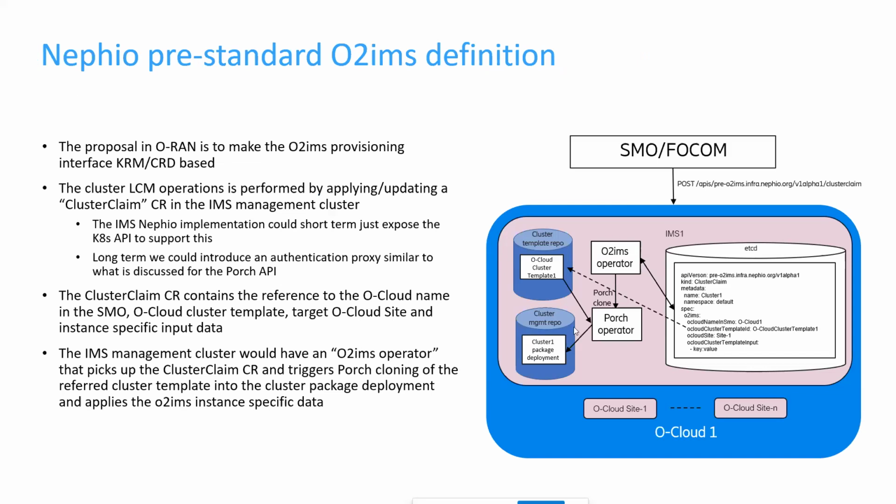Anything else? I want to make sure that we're okay with the processing here. We have an O2 IMS operator, we have a porch operator, and the process that he's showing in this diagram. Does anyone have any concerns or objection about that? You're right, I didn't look into that one. All right, I want to make sure.